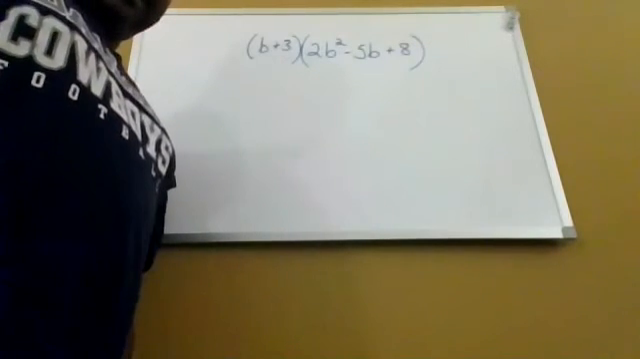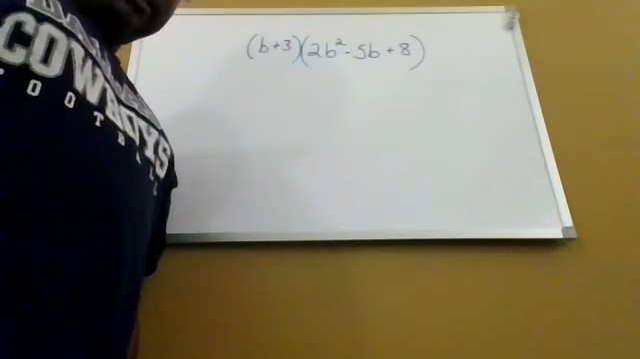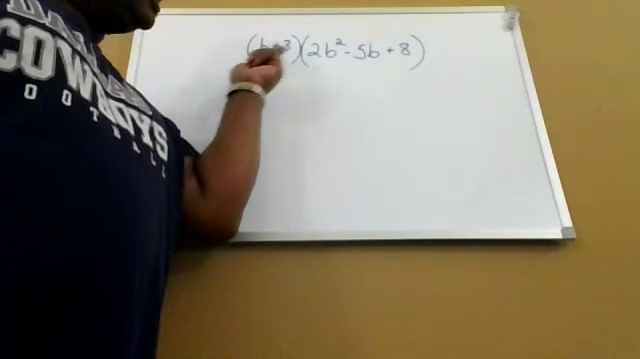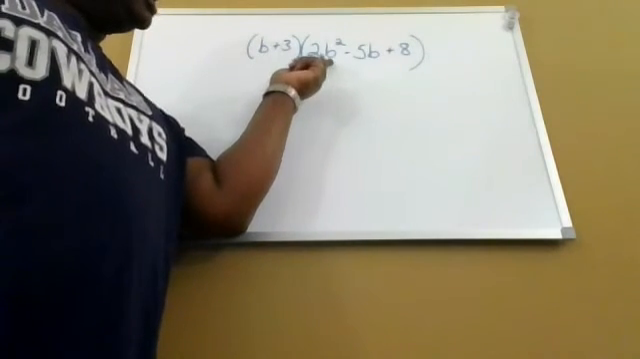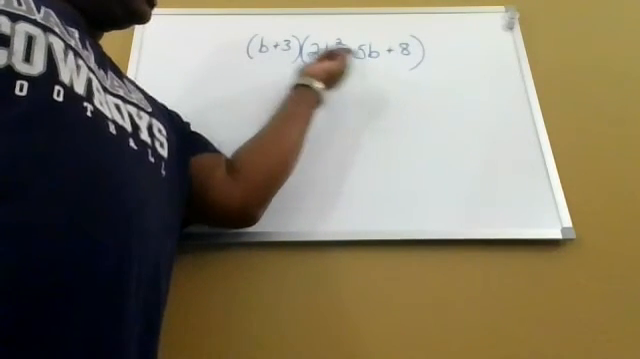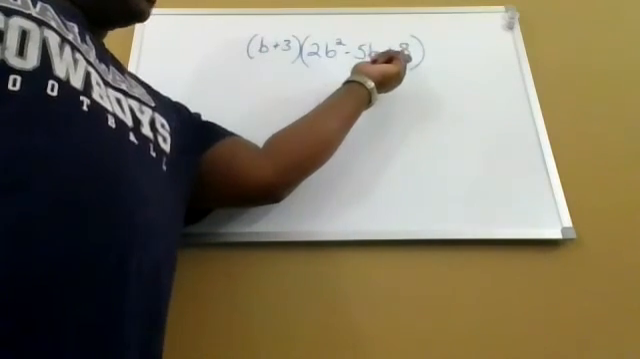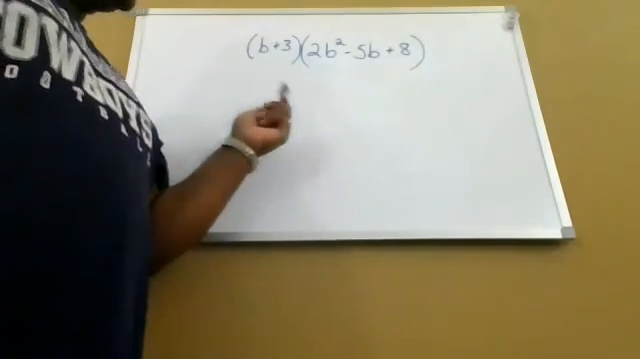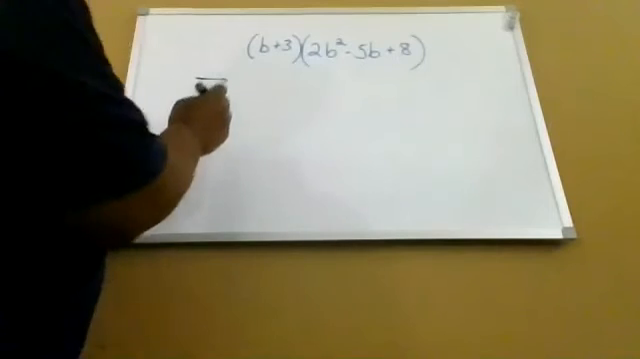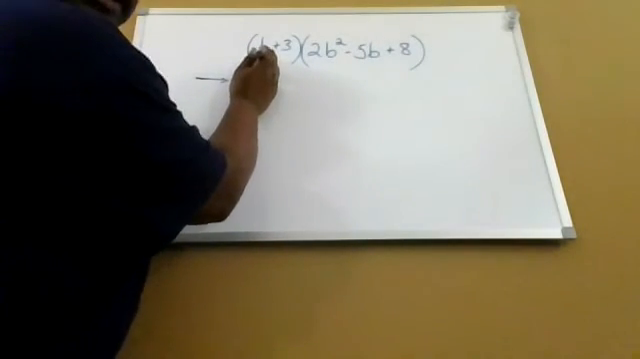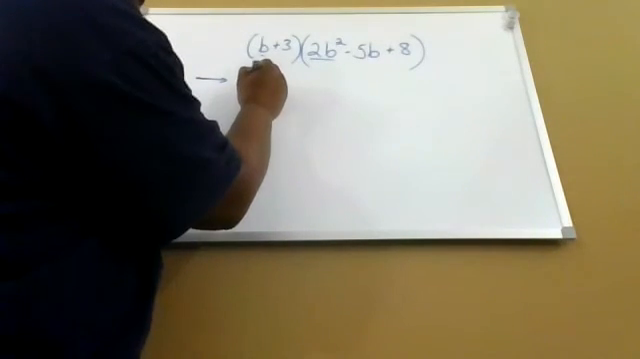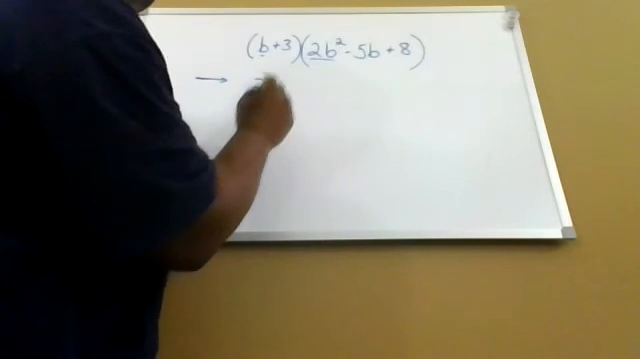Again, we want to look at this problem as using the distributive property twice. So we're going to multiply the b times 2b squared. Then we're going to multiply the b times the negative 5b. Then we're going to multiply the b times the 8. Let's do that first. So the b times 2b squared is going to be 2b to the third power.